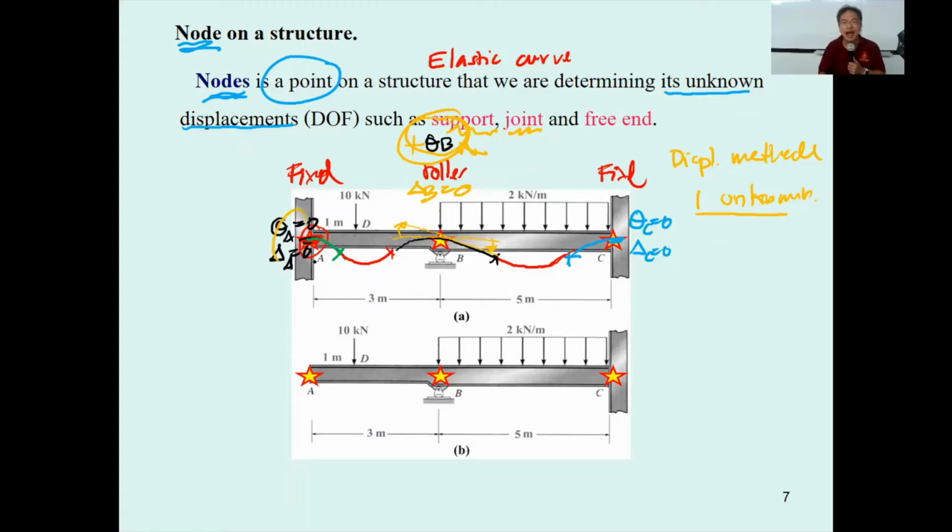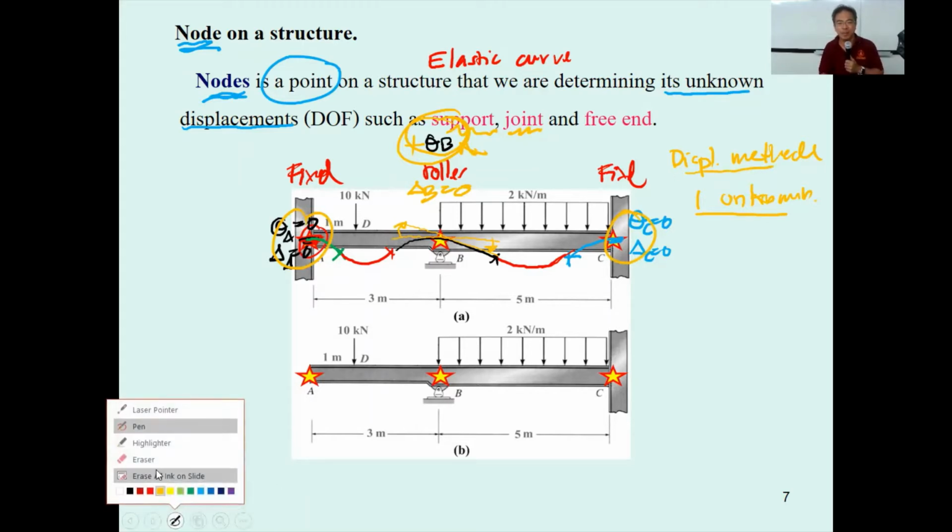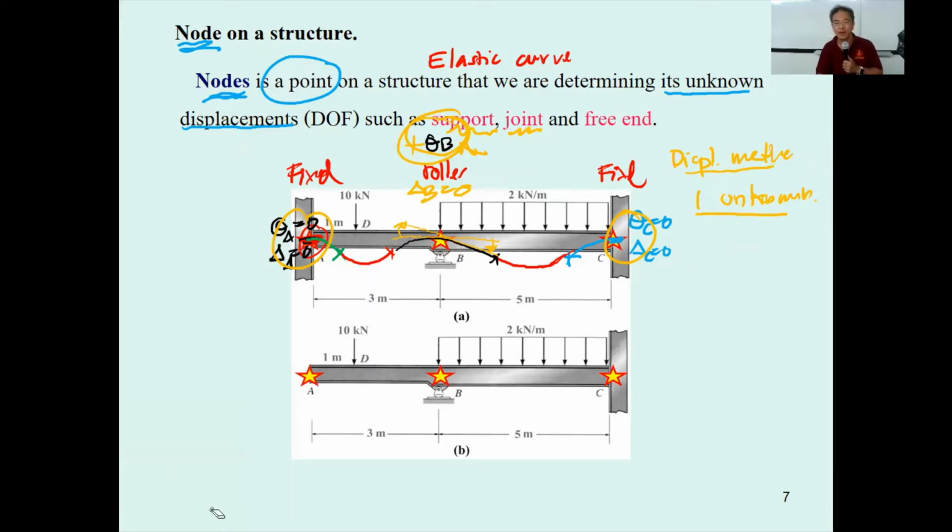If the structure has a lot of fixed supports, the displacement method is going to be a very powerful method to use. Okay, and come to the next one. Not only the support, not only the joint, you also have the free end like this as a node. Under the 10 kilonewton force, it will move point A here.